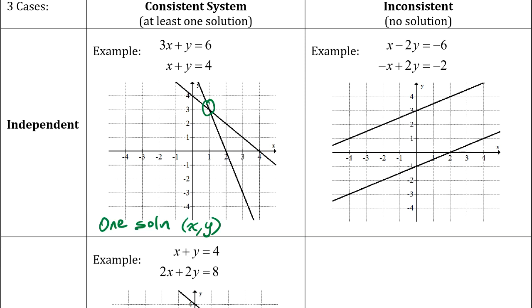Now, we also call this an independent and consistent system. So just read the left and top. It'll tell you what kind of system it is. All right? So this one's consistent and independent. All right, next up, we have an inconsistent system.